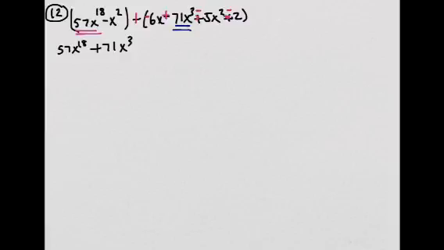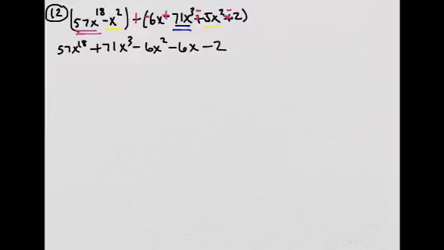There are two x squareds, this one and this one. So negative 5x squared and negative x squared is negative 6x squared. And then there is 1x, negative 6x, and one constant, minus 2.